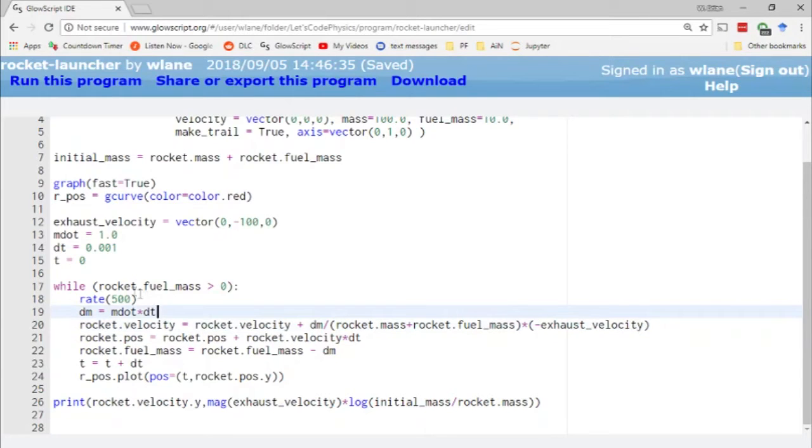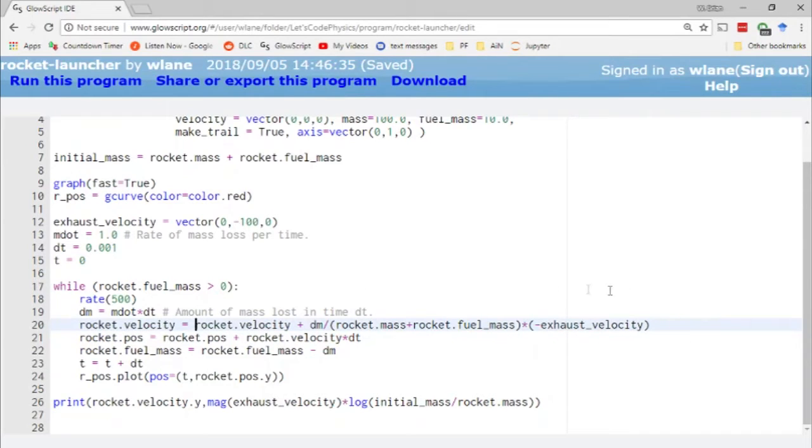We calculate the dm over here as m dot times dt. So m dot is the rate of mass loss per time. And so dm is the amount of mass lost in time dt. The reason I have it set up this way is so that I can adjust this dt, and this dm will automatically adjust with the size of the dt. Then we do the usual position update here. So the position is updating the same way, but the rocket velocity is updating a little bit differently.